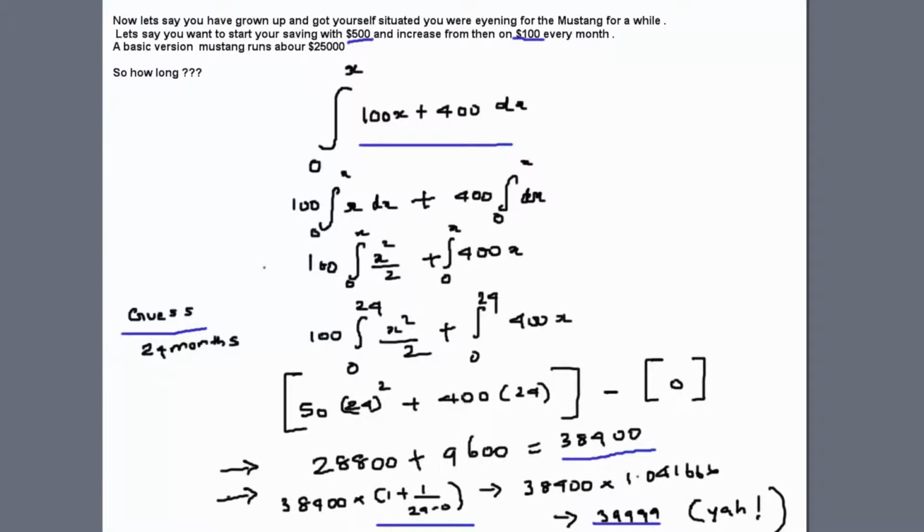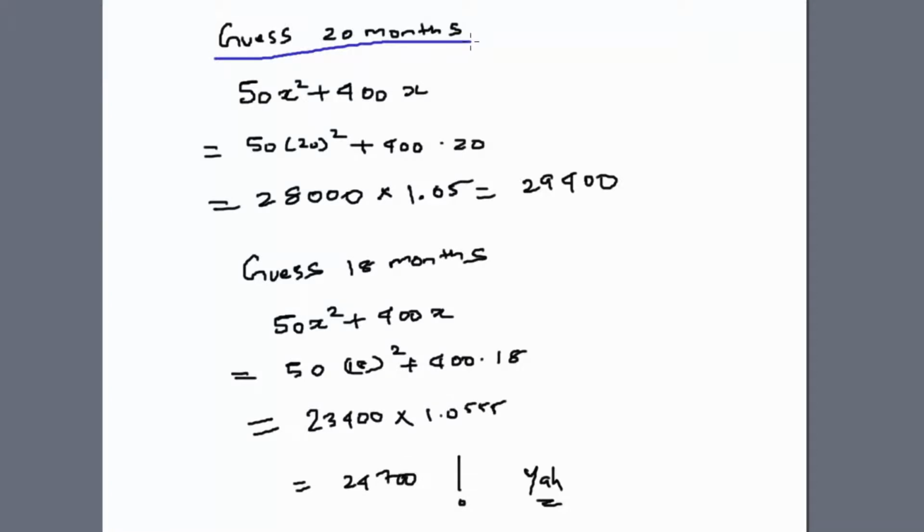So let's take the next guess. The next guess is going to be 20 months. You think that probably in 20 months you can get a brand new Mustang for yourself. If you boil down the whole equation, it's 50x squared plus 400x. You just apply the upper limit because the lower limit is 0. So 50 into 20 squared plus 400 into 20 is 28,000, and with the approximation factor of 1.05, it's going to get you 29,400. That's also more than what you need. So that's another good news.